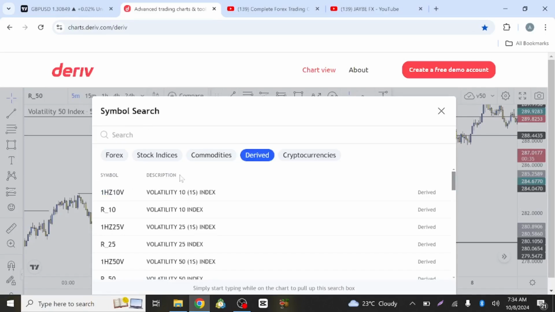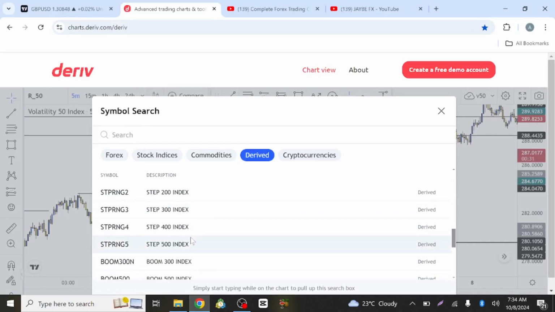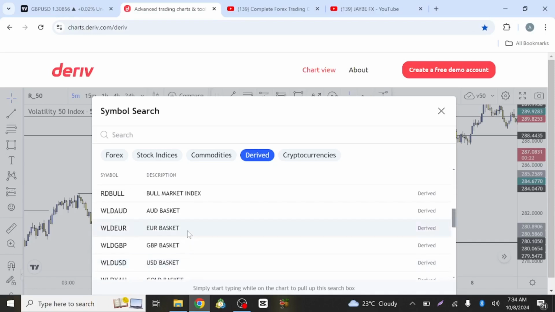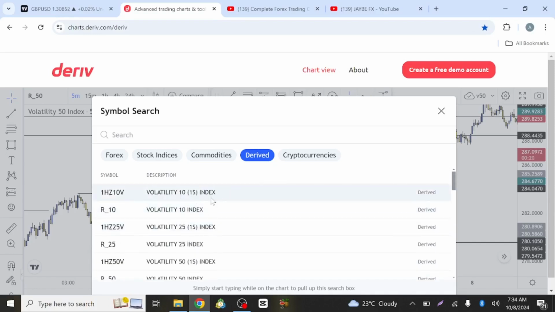Now, on Deriv indices, if you are a trader who trades boom and crash, no problem, focus on boom and crash. If you trade step index, no problem, focus on step index. If you trade jump indices, no problem. But if you are a beginner, I would recommend you stick with the volatility pairs, because that is the only pairs that I trade on synthetic indices.